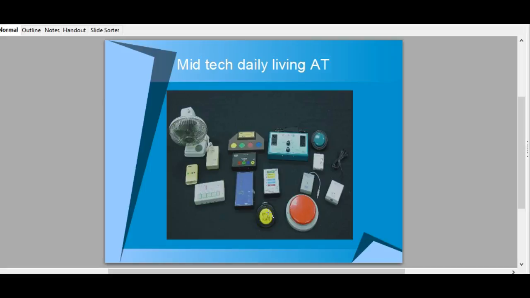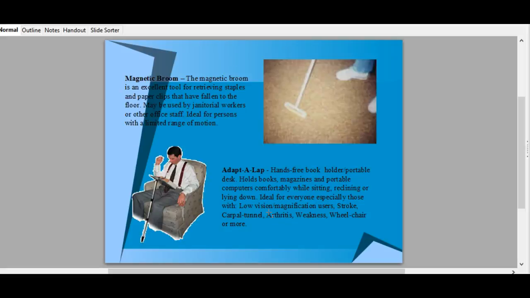This is mid-tech daily living assistive technology. These are mostly used for opening things, different switches, different buttons to push when you need to turn whatever it is on and off, from a fan to a radio to a TV to a toy. And here's another example of daily living assistive technology. It's a magnetic broom that can help you pick up anything that's metal for people who cannot bend so easily.